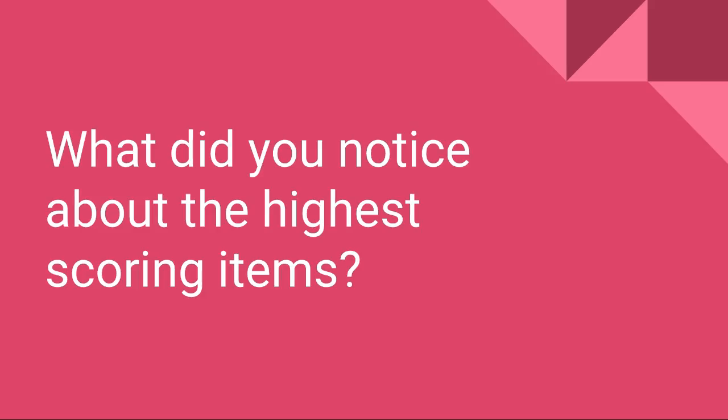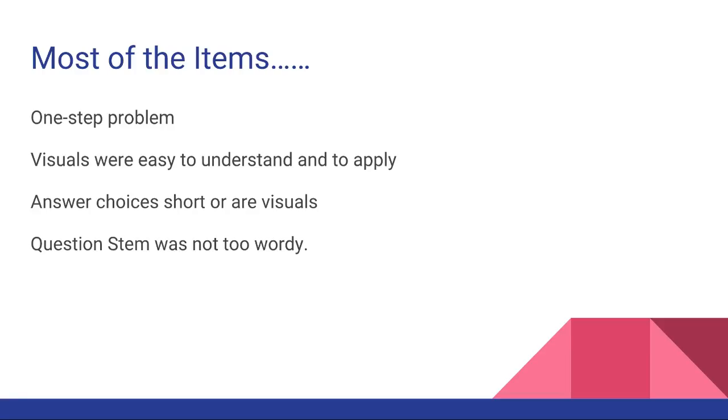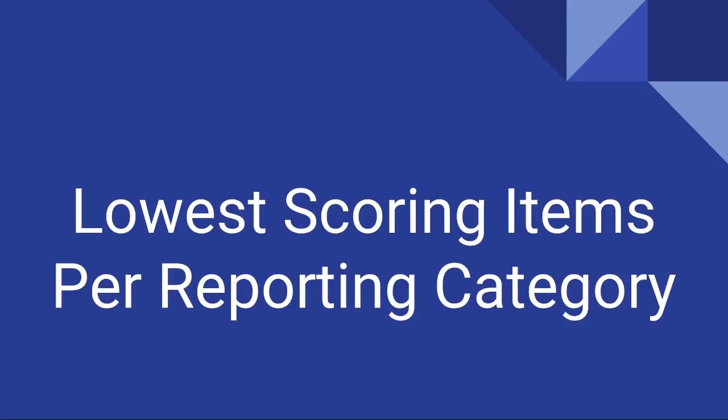So what did you notice about the highest scoring items? Most of these items were mostly one step. If you notice the graphs, they were merely a representation of one graph to another, such as a dot plot to another type of graph. The visuals were easy to understand and to apply. The answer choices mainly were short, or they're visuals. And the question stems, for the most part, weren't as wordy.